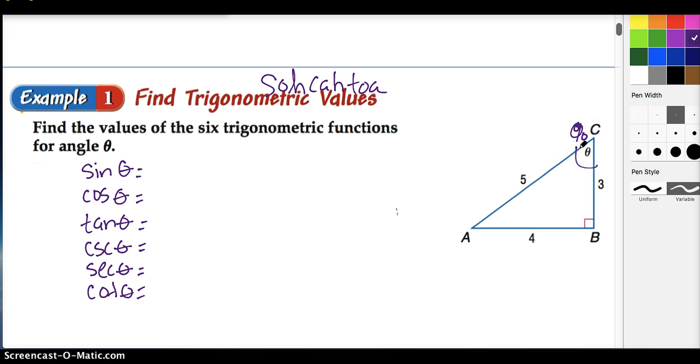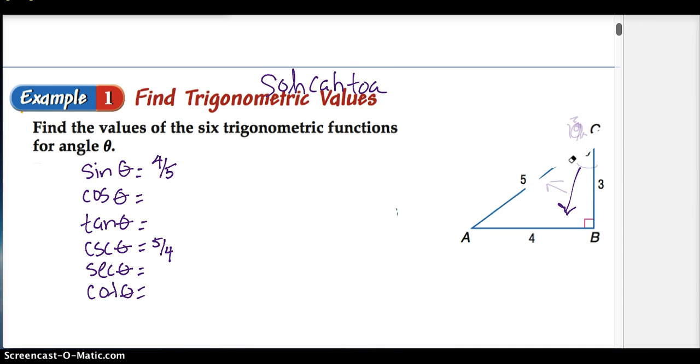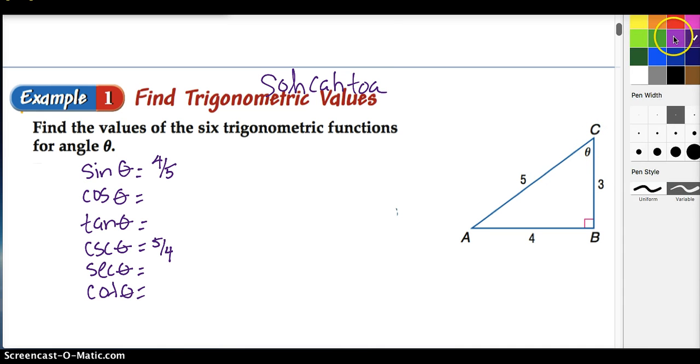If I'm standing here, opposite over hypotenuse, which is sine, is going to be 4 over 5. And since I know that the reciprocal of sine is cosecant, I'm going to write 5 over 4. Next, the cosine of that angle is going to be adjacent over hypotenuse, so that's going to be 3 over 5. And again, we know there's a reciprocal relationship here with secant, so I'm going to do 5 over 3.